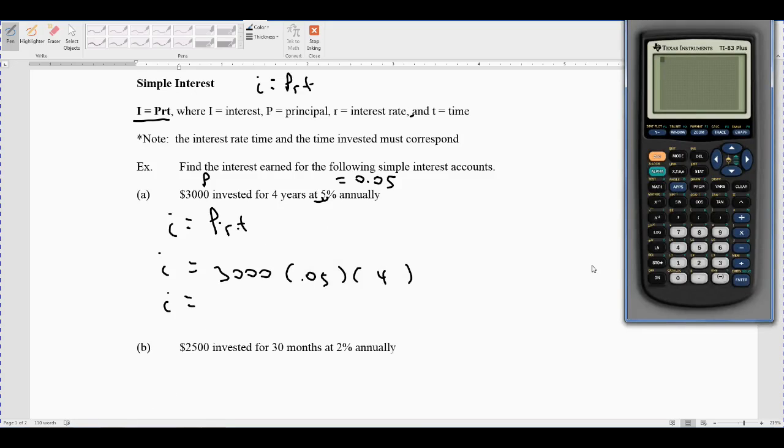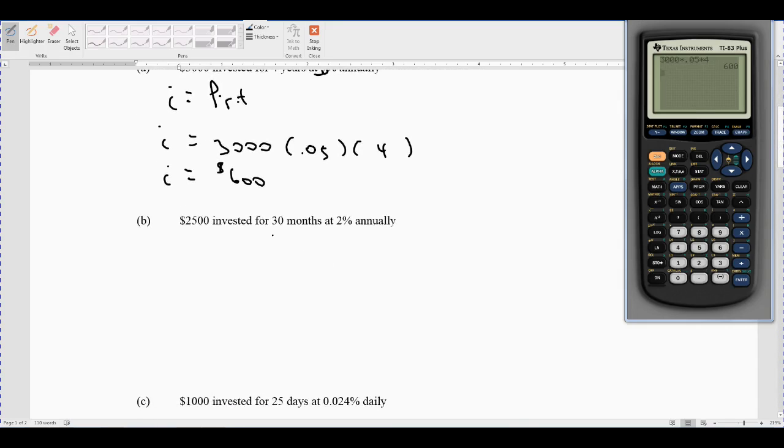So we're going to take out our calculator. Type in 3,000 times 0.05 times 4. And we get $600. So that's the interest that's going to be earned.